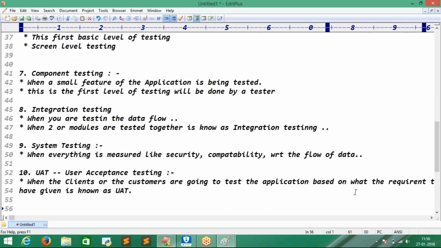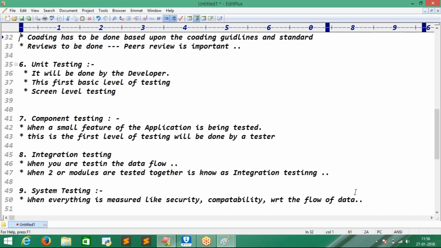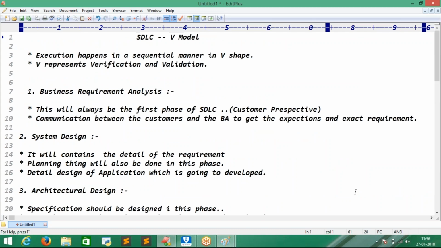Clear, guys? So let's see what we have discussed till now. We discussed the SDLC V model, where execution happens in a sequential manner in a V shape. V represents verification and validation. Okay guys, I left one thing. What do you mean by verification and validation? Let me include it over here.